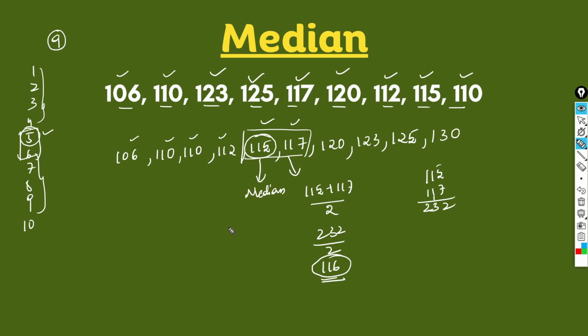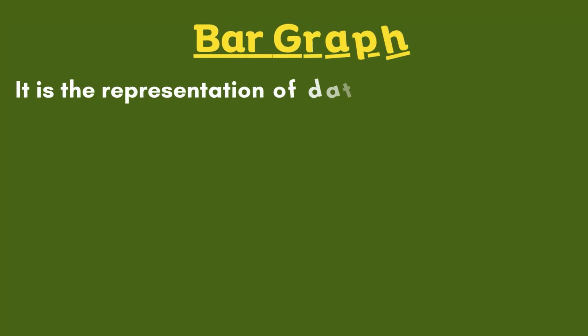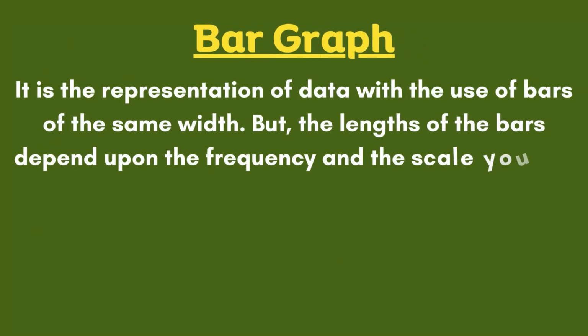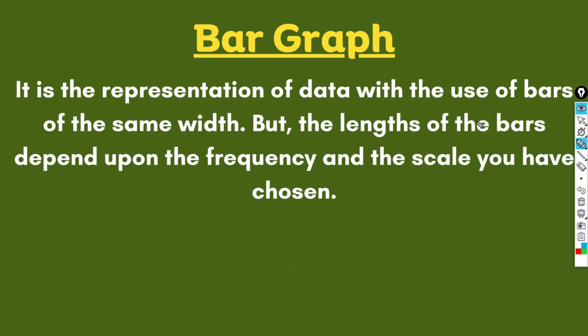Now we know what data is. Data is what? Some numbers. Now if we represent those numbers using bars, where the bars have the same width, but the lengths of the bars depend on the frequency and the scale you have chosen. If we represent data in bars, then that is called a bar graph.